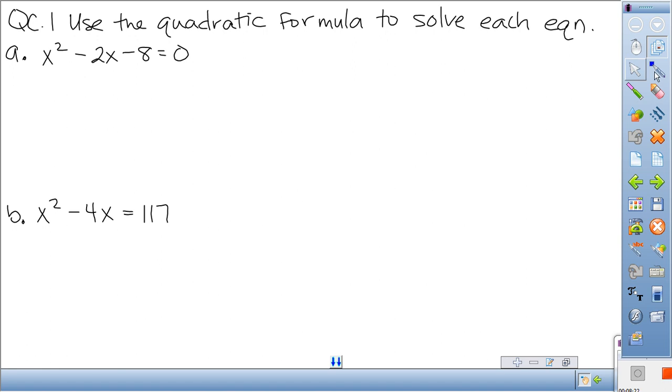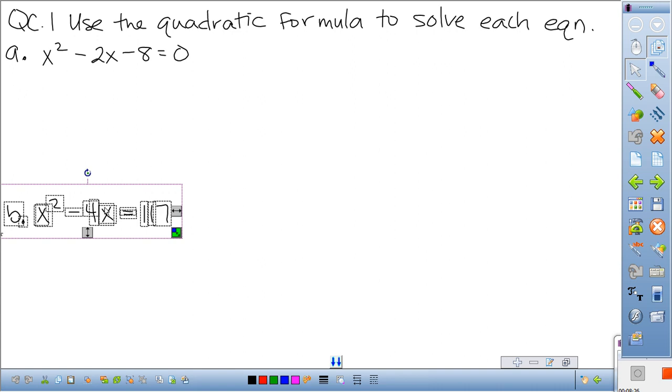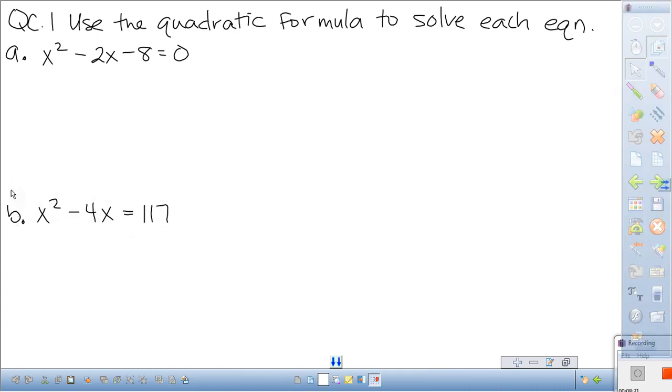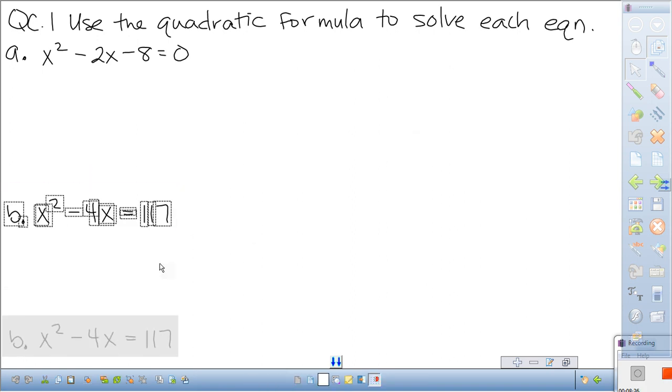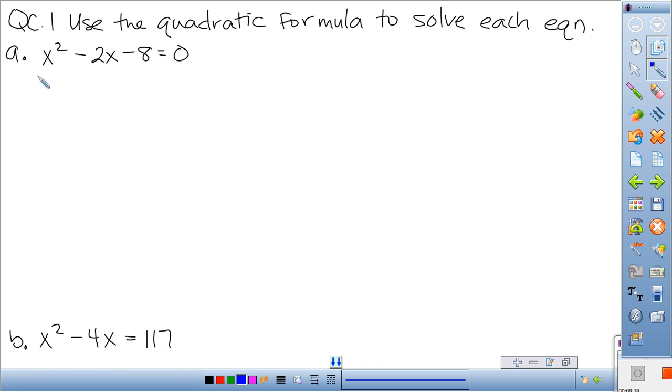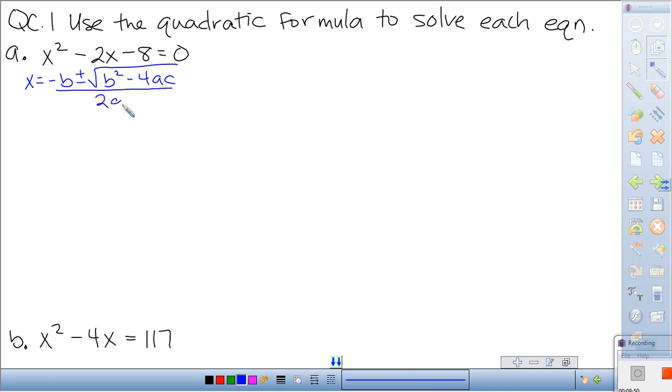All right, so let's look at A and B, and in fact, I think I need to just go ahead and move this B down. Try that again. So we have some more room. Okay, so our first step is always just to write our formula. x equals negative b plus or minus the square root of b squared minus 4ac, all divided by 2a. And I know that seems like a hard formula to remember, but the more you write it, the more you use it, the easier it'll be to remember.